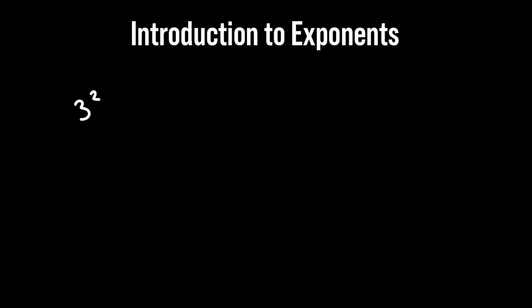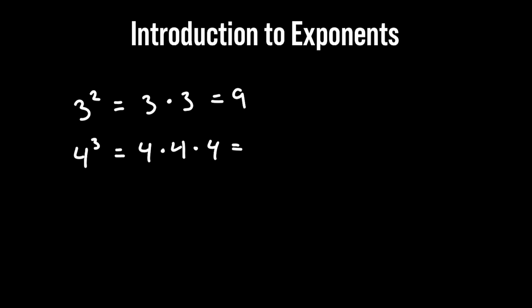So earlier, 3 to the second, this is repeated multiplication. So it's saying, I'm going to multiply 3 2 times. All right. So we have two of them, and that's 9. And let's try the 4 to the third power. I want to repeatedly multiply 4 3 times. So we're going to do that here. And this is 64.